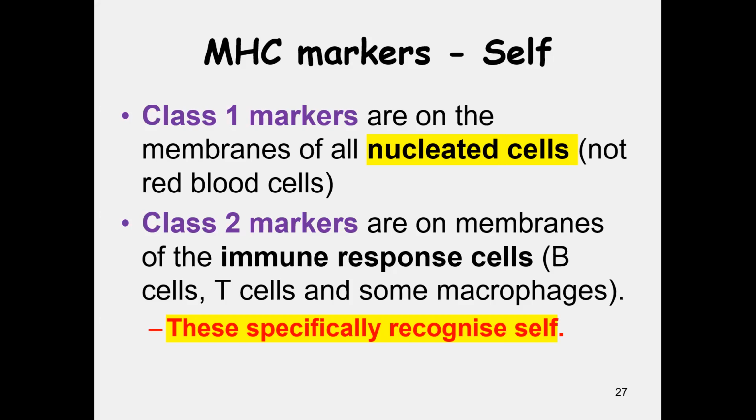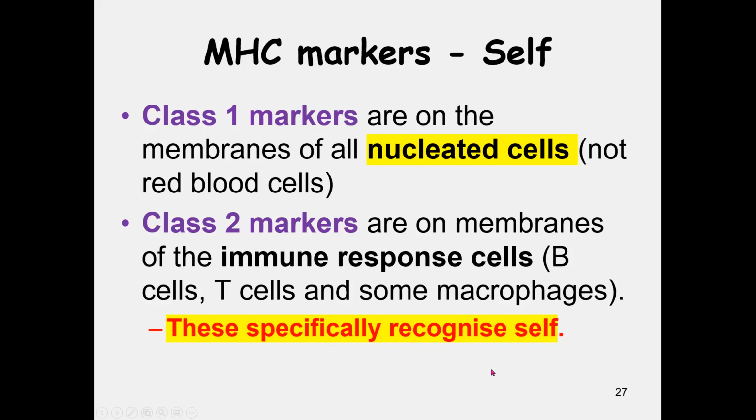The thing is, they themselves get sampled, so there must be some way of distinguishing, ways of recognition with these different sorts of cells. The class 1 markers are on all the cells, including the immune response cells, but only the T cells and B cells have the class 2, and the class 2 markers sample the class 1. They use that for their recognition. So these specifically recognize self.